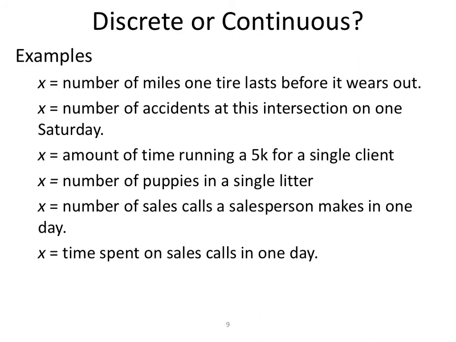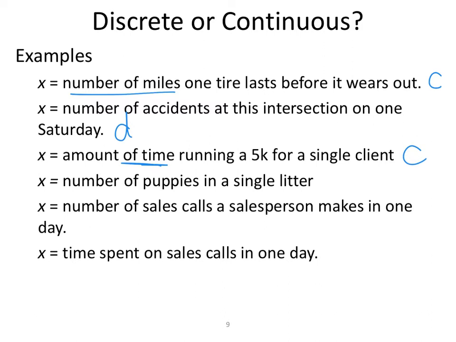So what is discrete or continuous? The number of miles one tire lasts before it wears out. Since we're talking about a number of miles and that is a distance, this would be continuous. The number of accidents at an intersection on one Saturday would be discrete because we would be counting the number of accidents. The amount of time running a 5K for a single client will be continuous because you're always going to be able to find someone else's time that falls between two others.